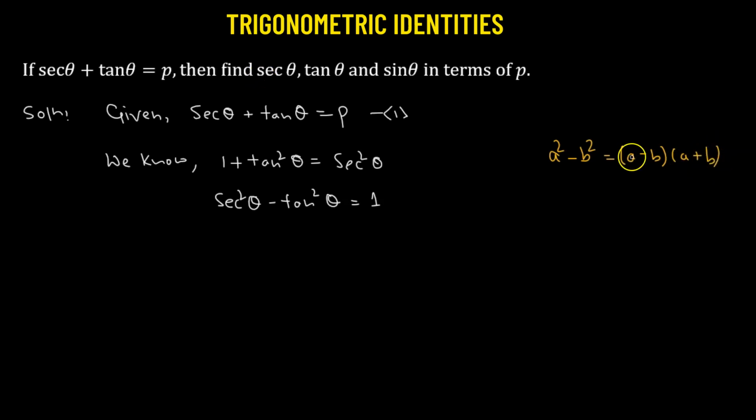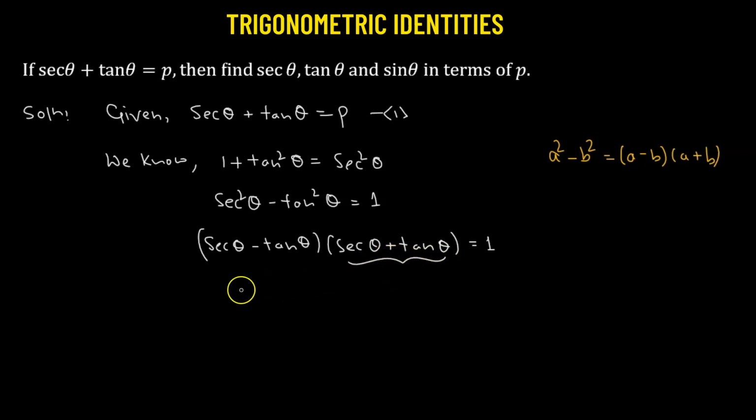If we represent a by secant theta and b by tangent theta, then we get secant theta minus tangent theta, whole multiplied by secant theta plus tangent theta, and that equals 1. Using equation number 1, we can replace secant theta plus tangent theta with p. So we have secant theta minus tangent theta multiplied by p equals 1. We're going to divide both sides by p to get 1 over p. Let this be equation number 2.